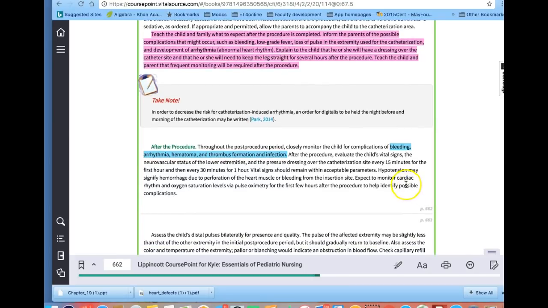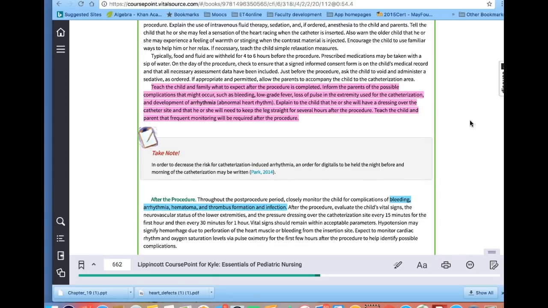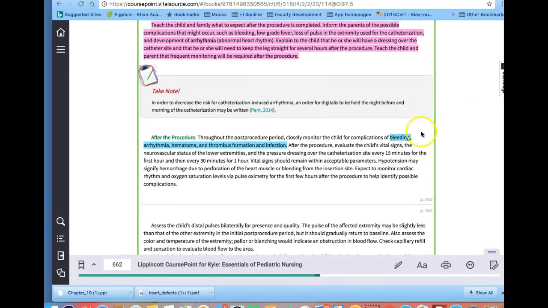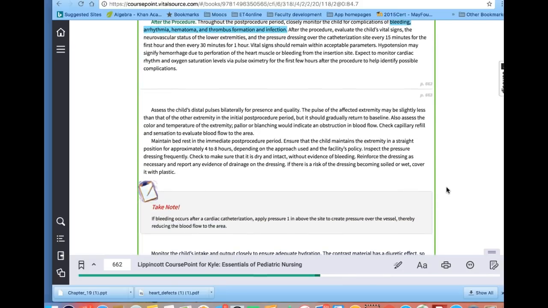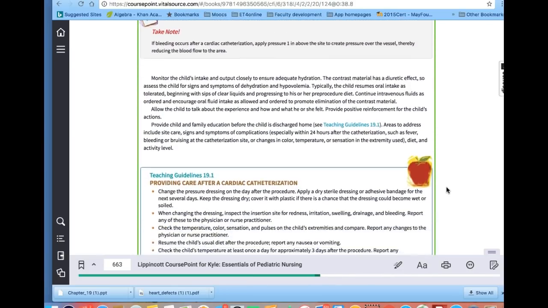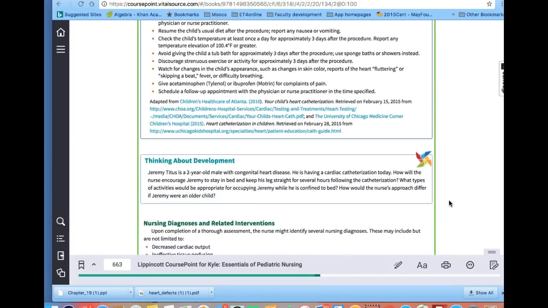Here's the indication, and just because I don't have it highlighted doesn't mean that it's not important. Especially this part after the procedure. You're going to have to evaluate their neurovascular status to make sure that we don't have a clot formation occluding the blood flow in the legs, bleeding, etc. Very important box here. So I would read through that. Here is some aftercare for cardiac cath, and this is going home instructions. Let you read through that.